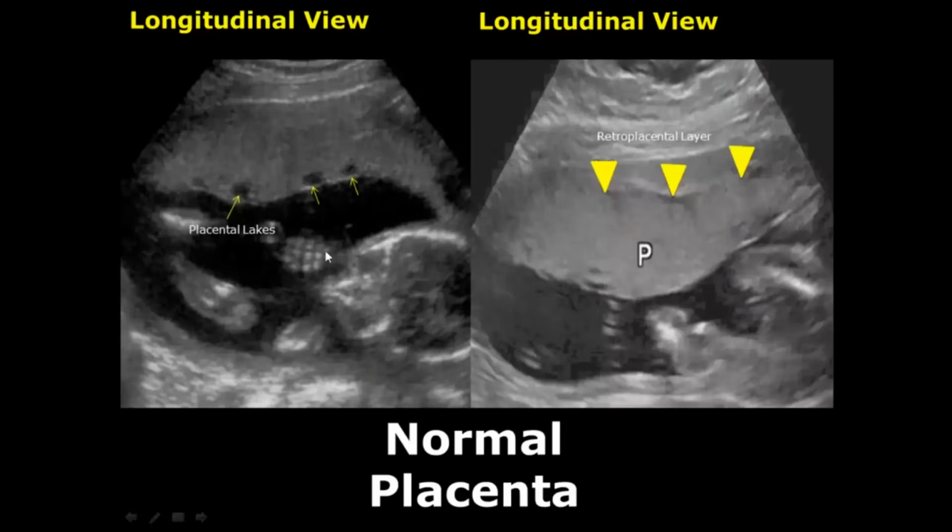Here you can see small hypoechoic areas inside the placenta. These are venous lakes or placental lakes. These are normal occurrences, and you may also notice a hypoechoic layer behind the placenta. This is known as the retroplacental layer.